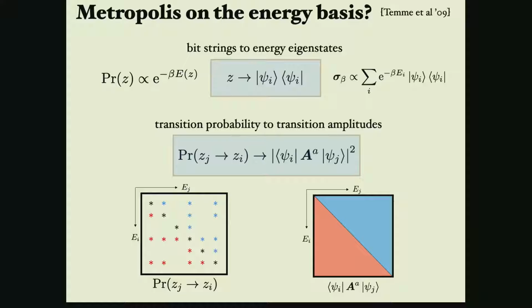If you follow this line of thought, you would upgrade your transition probability, this matrix we have been discussing, to transition amplitudes. They're amplitudes because it's quantum. What that means here is to take the jump operator A and sandwich it between different energy eigenstates, and then you square it to get the probability.